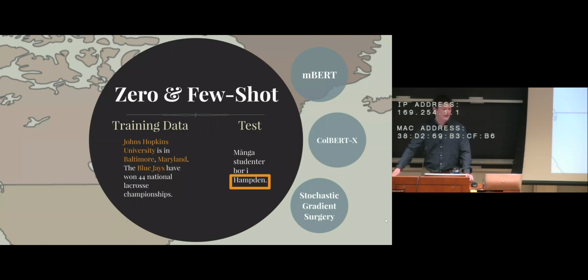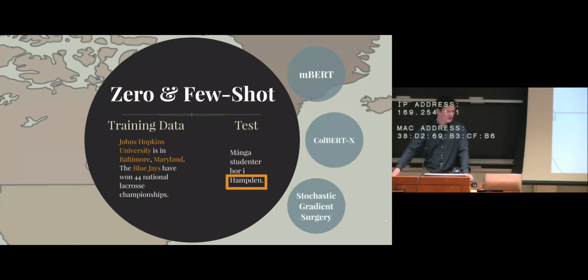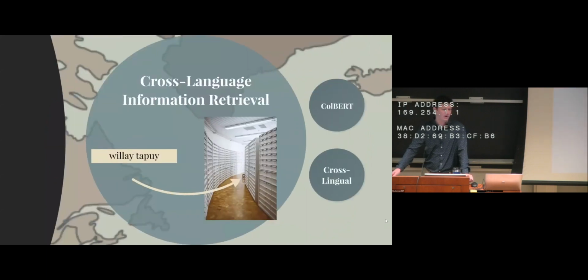So in the zero-shot setting, I'm going to dig into a specific task, cross-language information retrieval. Here you have some sort of input query. Think of this as a search engine, which is often what we think of as an information retrieval system. You have a search query in one language, but unfortunately all of your documents are in another language. Here we have "Wile Tupui", which is Quechua, and let's say that all our documents are in English. So how do we go about doing this?